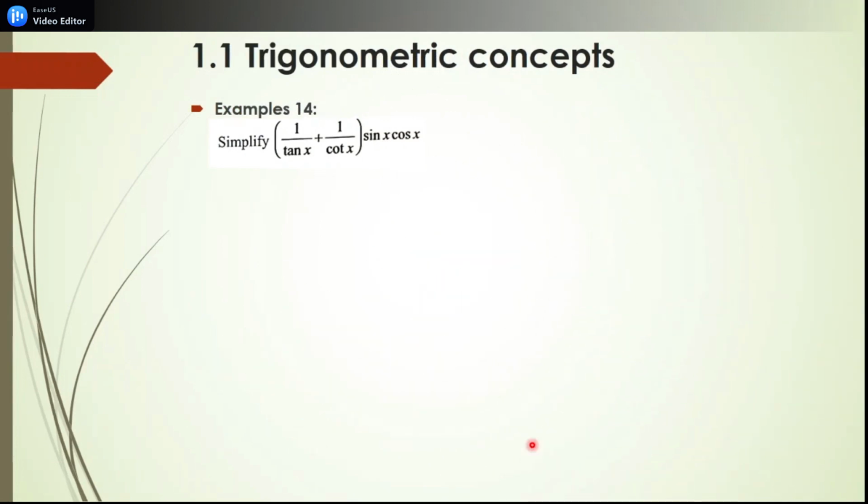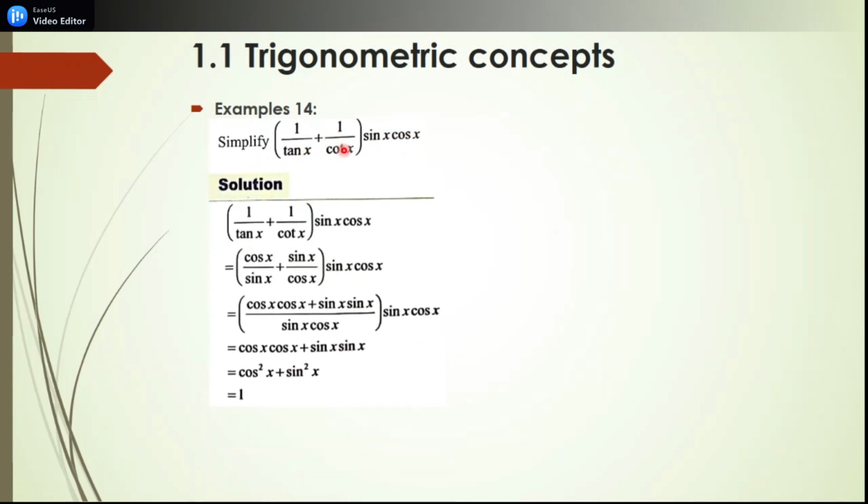We have example 14. Example 14 is to simplify this relation: 1 over tangent of x plus 1 over cotangent of x, multiplied by sine x cosine x. We have to write 1 over tangent and 1 over cotangent in terms of sine and cosine. Then we write the inverse of this one: cosine of x over sine of x, sine of x over cosine of x. We put it in a common denominator.